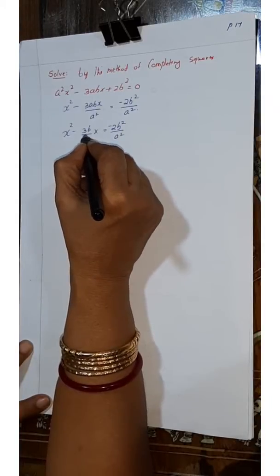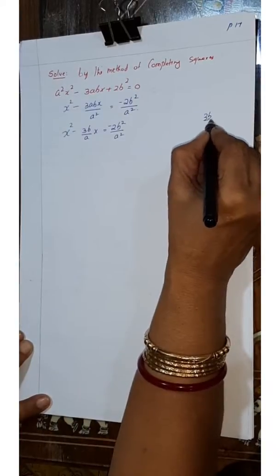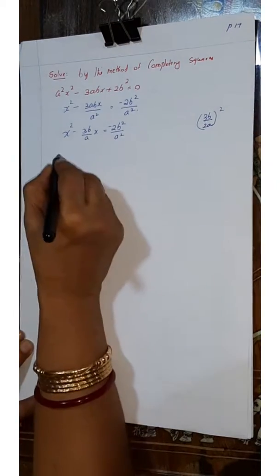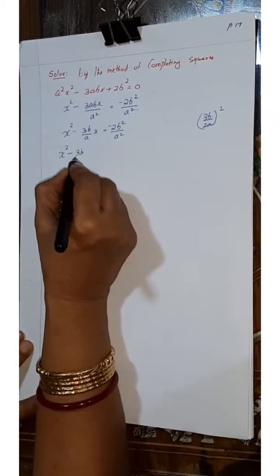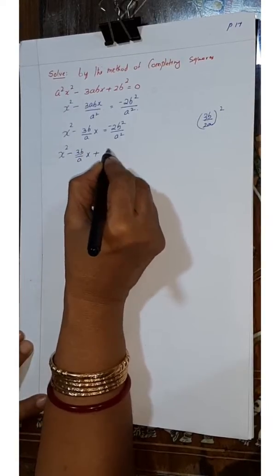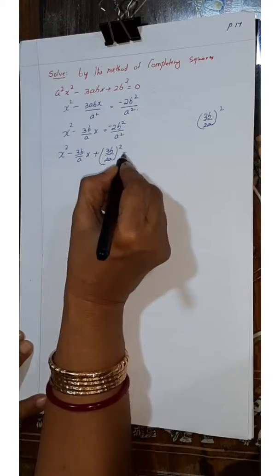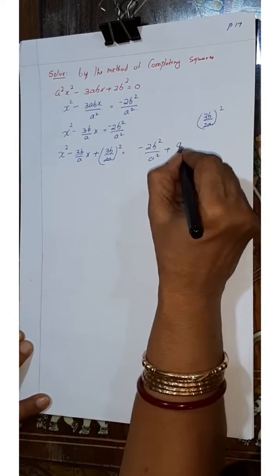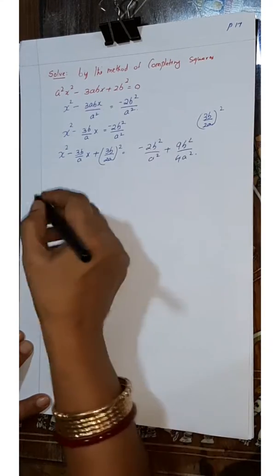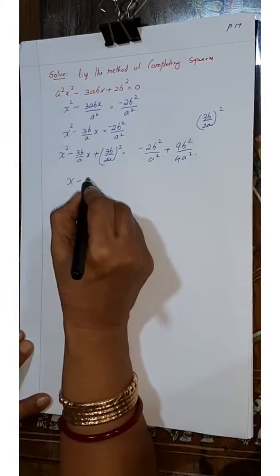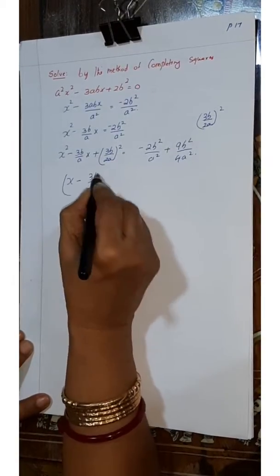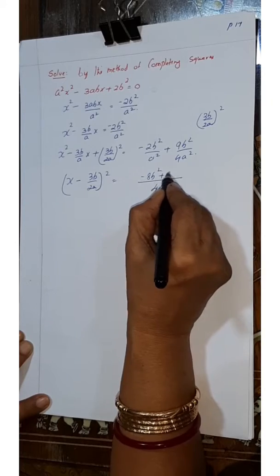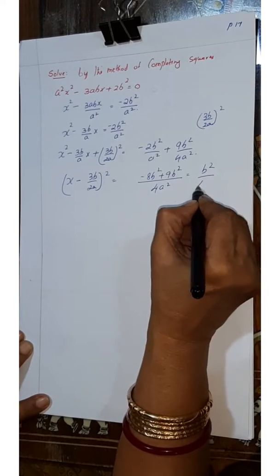Now half of this will become 3b, so 3b by 2a, square it. So it becomes 9b squared by 4a squared. So x squared minus 3b by ax plus 3b by 2a the whole squared is equal to minus 2b squared by a squared plus 9b squared by 4a squared. So this will become x minus 3b by 2a the whole squared is equal to, taking the LCM 4a squared, minus 8b squared plus 9b squared, so b squared by 4a squared.